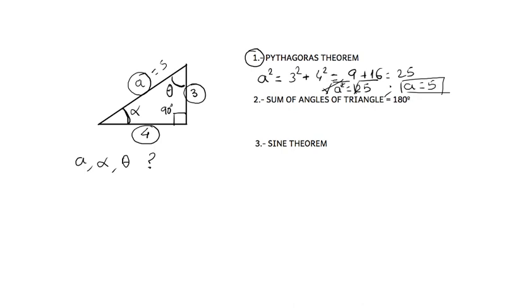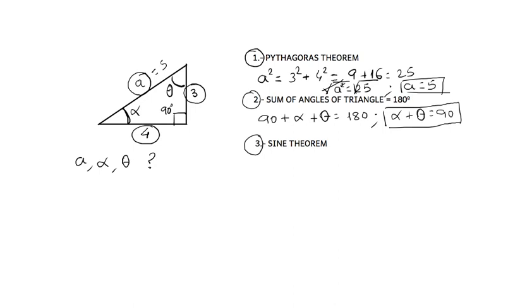Now, the sum of angles of the triangle is 180. All we know here is that 90 plus alpha plus zeta is 180, and from this, that alpha plus zeta is 90. We cannot get more information from the second rule. Let's see the sine theorem, what we can get from this one.